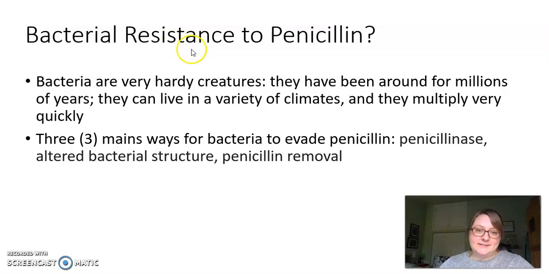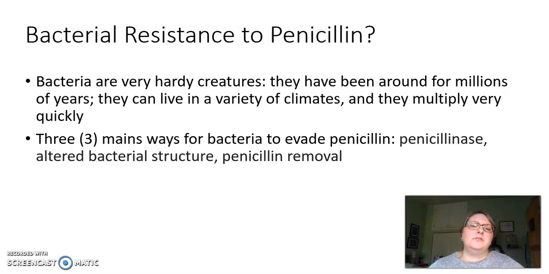So, bacterial resistance to penicillin. Like I said earlier, there is a lot of resistance to antibiotics right now on the market because of the overuse, probably because providers are just providing prescriptions for antibiotics, even though somebody's issue may not be bacteria. It could be a viral infection. Antibiotics only work on bacterial infections.